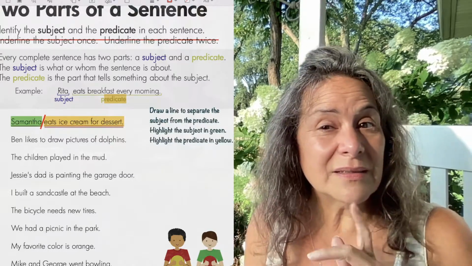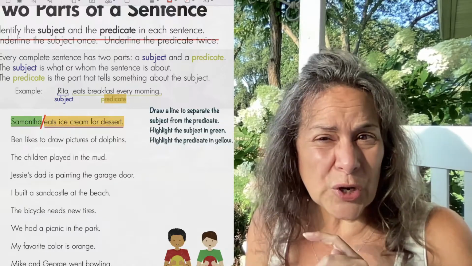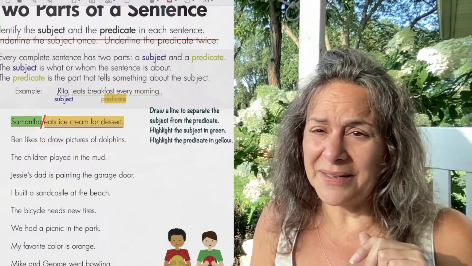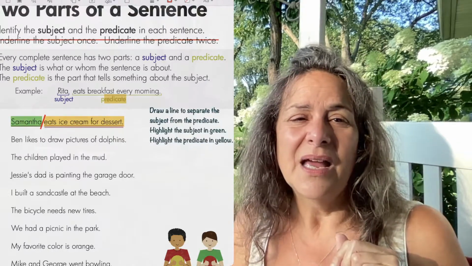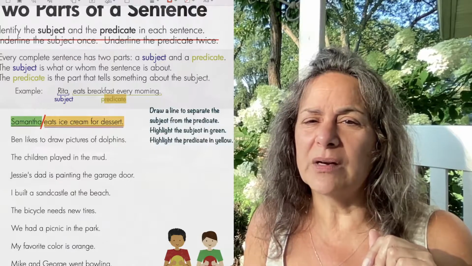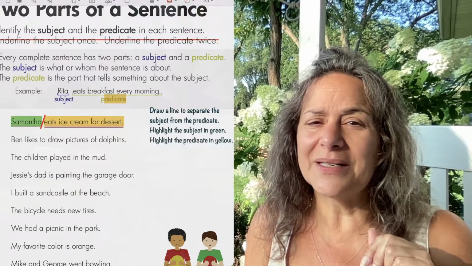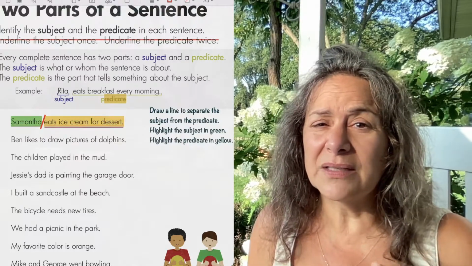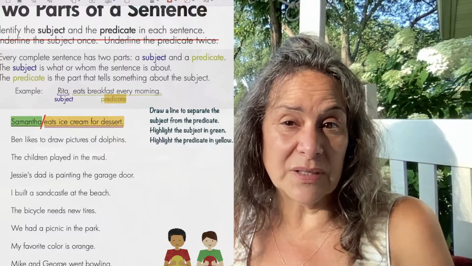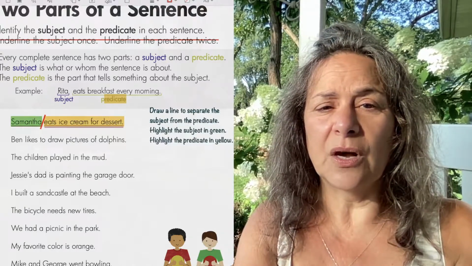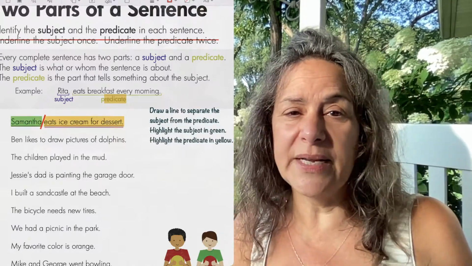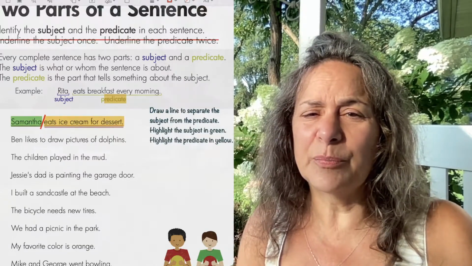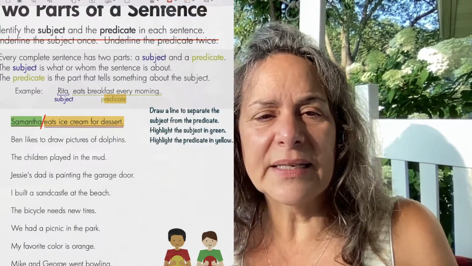And we're going to look at sentences that are incomplete as well. So we know, what is it missing? The only two things it needs is a subject and a predicate. That's all it needs. Every complete sentence has two parts, a subject and a predicate. The subject is what the sentence is about. The predicate is the part that tells something about the subject. So here we've got the subject, Rita eats breakfast every morning. That's the predicate.